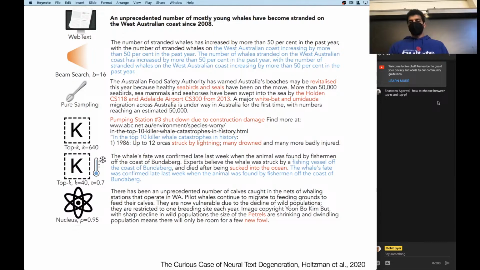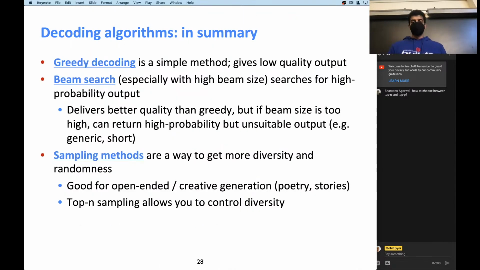There's a question here: how to choose between top N and top P. In general, I would recommend using TopK Sampling. You can read the paper that's mentioned here, The Curious Case of Neural Text Generation, for some systematic comparisons between the two. Okay, so in summary, we've covered greedy decoding, beam search, and sampling-based approaches. Beam search versus sampling-based approaches kind of depends on the task.